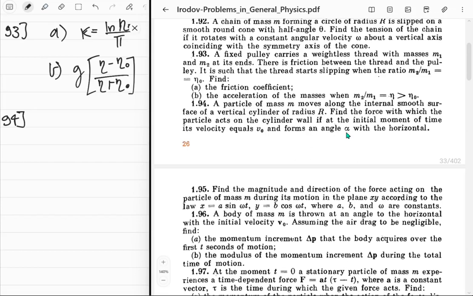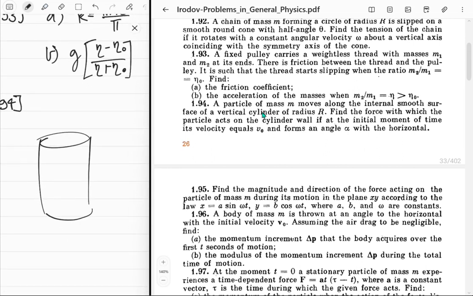So it's a vertical cylinder. Wait, smooth surface. Sorry, not face, so smooth surface of a vertical cylinder. By vertical you mean like standing up. Okay, so some cylinder like that. This particle is moving on it, along the internal surface, so like this, spiraling down.